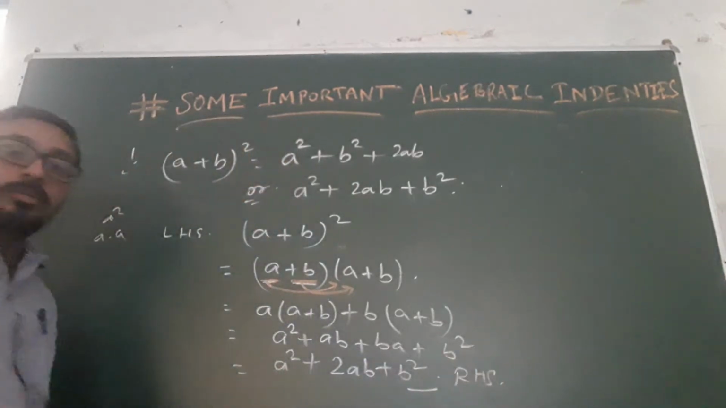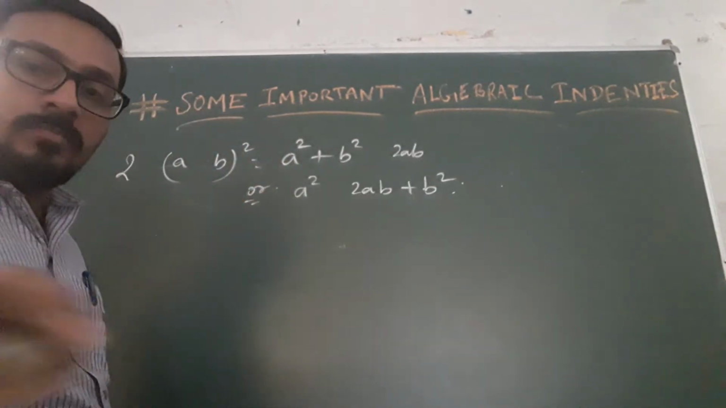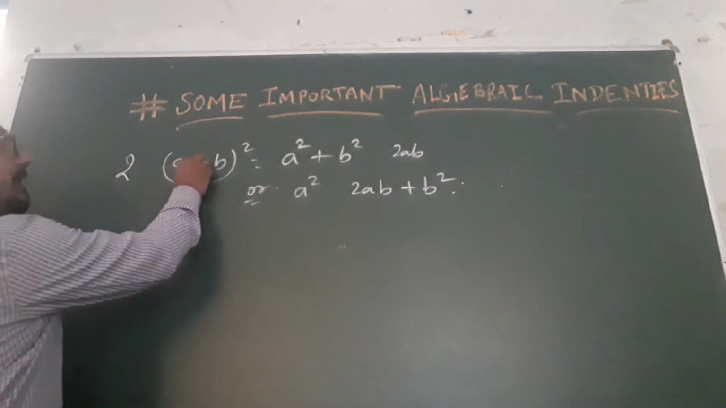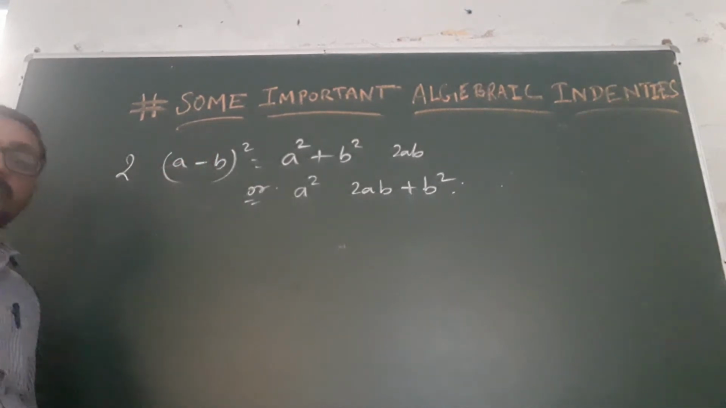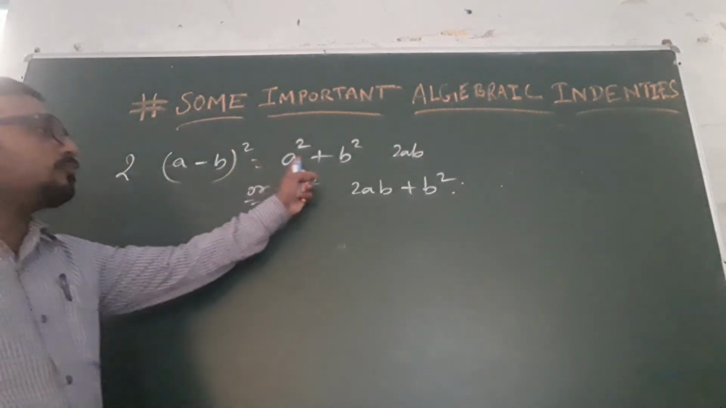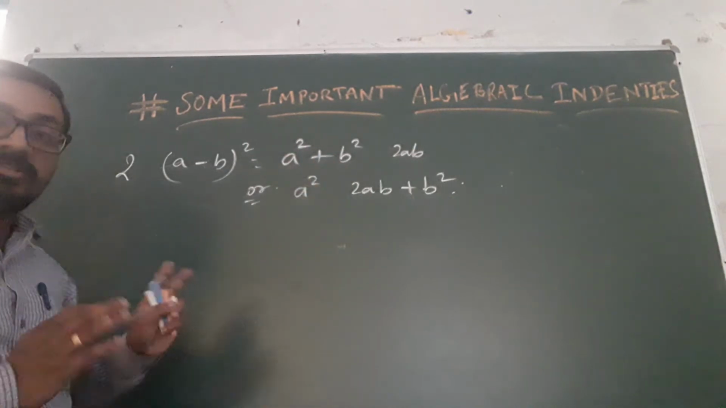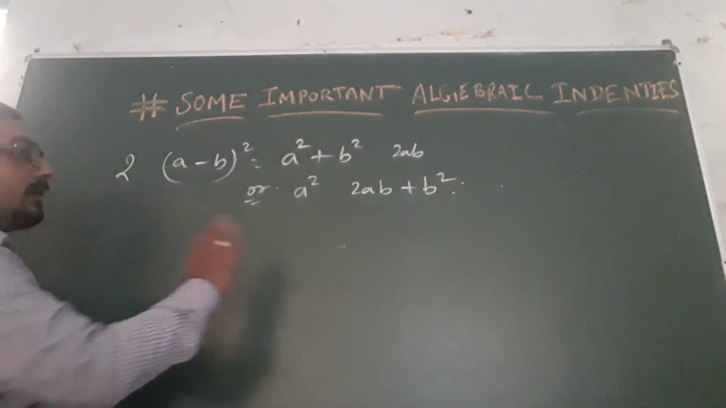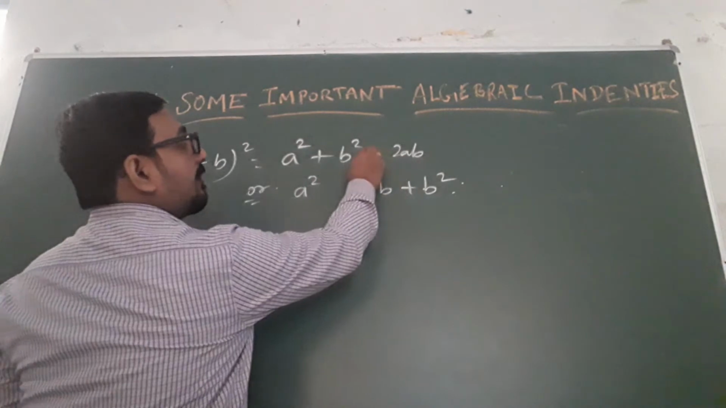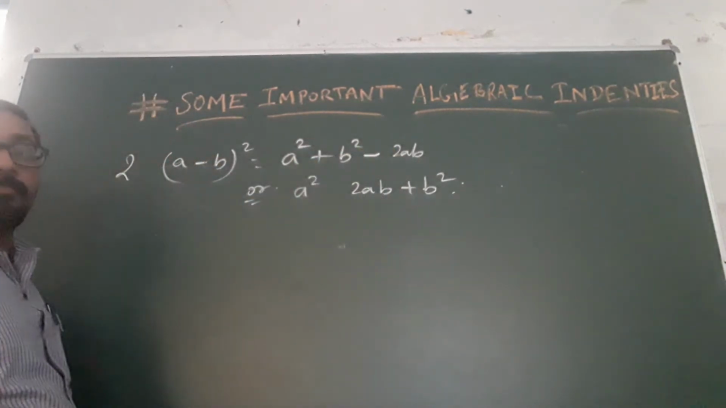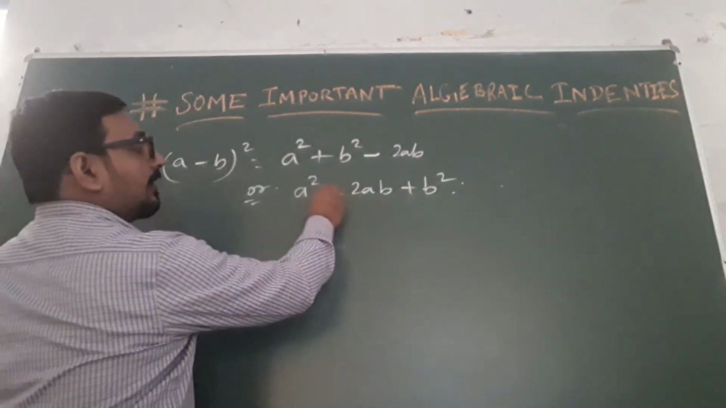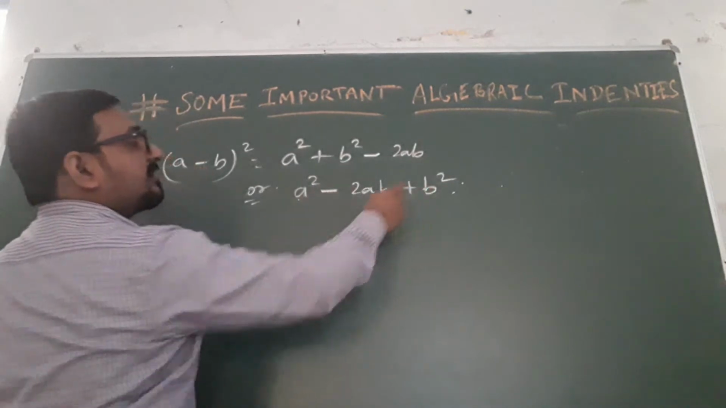Okay. Now the next formula says that (a minus b) whole square equals a square plus b square, same as the last one, but in the 2ab case we have minus. When we arrange it like this, it is a square minus 2ab plus b square.